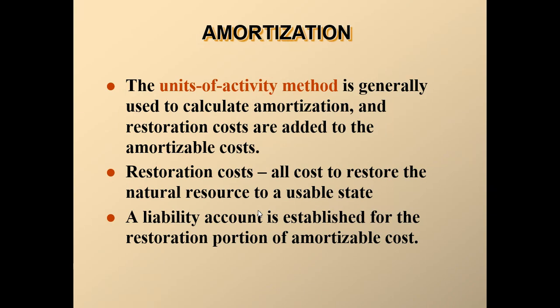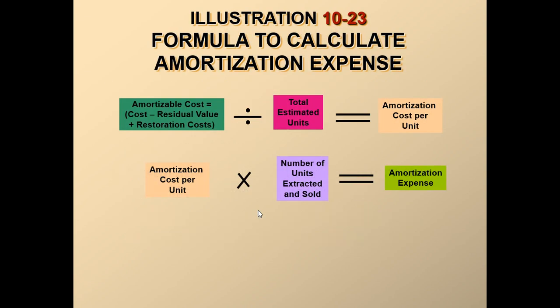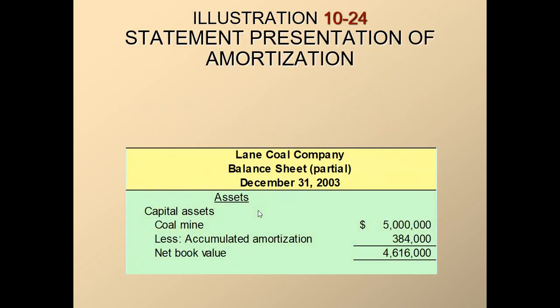This would be an example of how you could calculate the amortization expense of a natural resource. Once again, it really relates to the units of activity method that I just explained, so that would be the one to use. But once again, we're not really going to be seeing this in this chapter, so it's not really that useful.